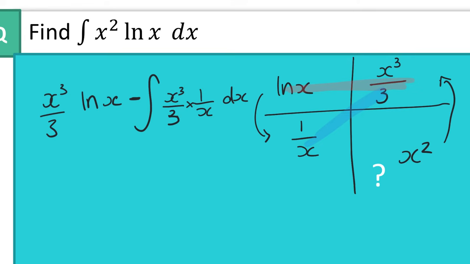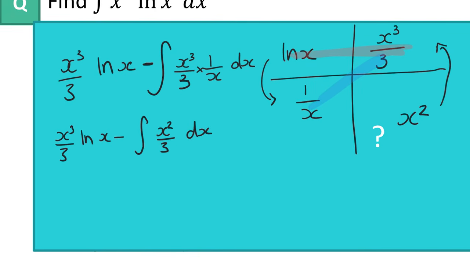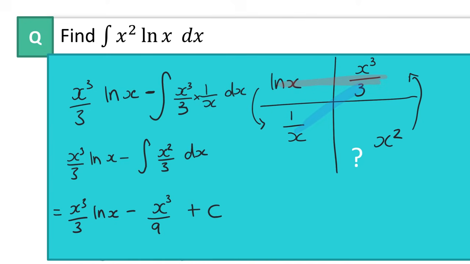So, are we ready? So we're going to have x cubed over 3 ln of x minus the integral of x cubed over 3 multiplied by 1 over x is x squared over 3 with respect to x. I can now do this, so I'm going to get x cubed over 3 ln of x minus, okay, x squared over 3 integrated is x cubed over 9 plus c. Absolutely fantastic. And there we go. We've now done what could be a potentially hard question in a few easy steps.